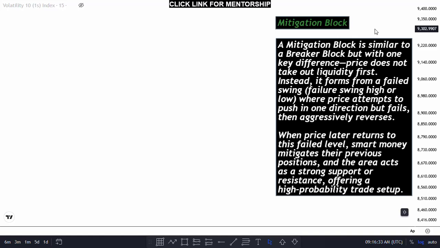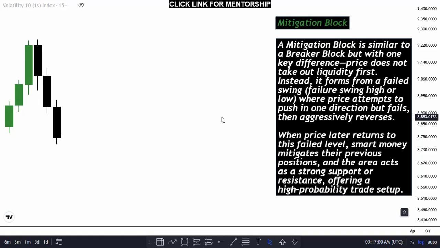You saw how before a breaker block forms, price first takes out liquidity, either a swing high or a swing low. But for this one, there's a failure swing. It's exactly like a breaker block, but price does not take out liquidity first. So this is how it forms. You can see price going to the downside. In this case you're expecting price to maybe push to the upside and take out that swing high, but for some reason price doesn't take out that swing high. Instead it makes a failure swing.